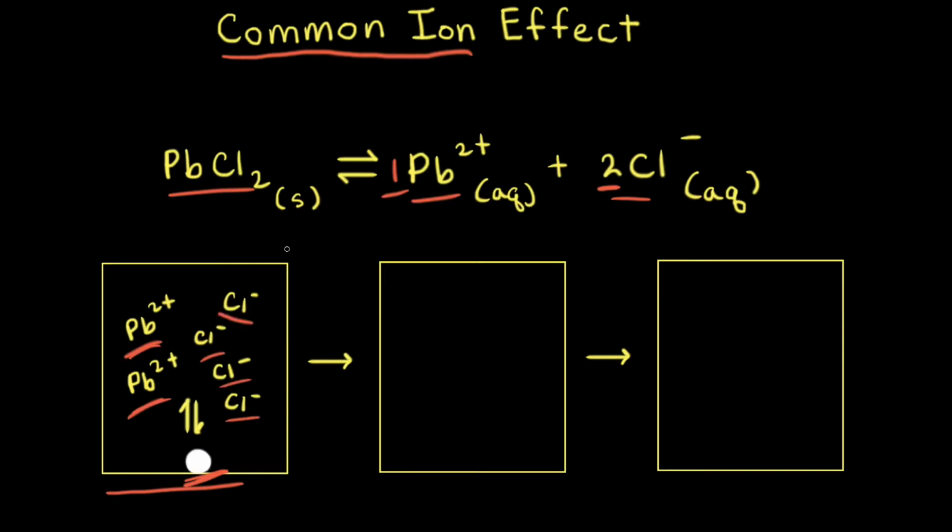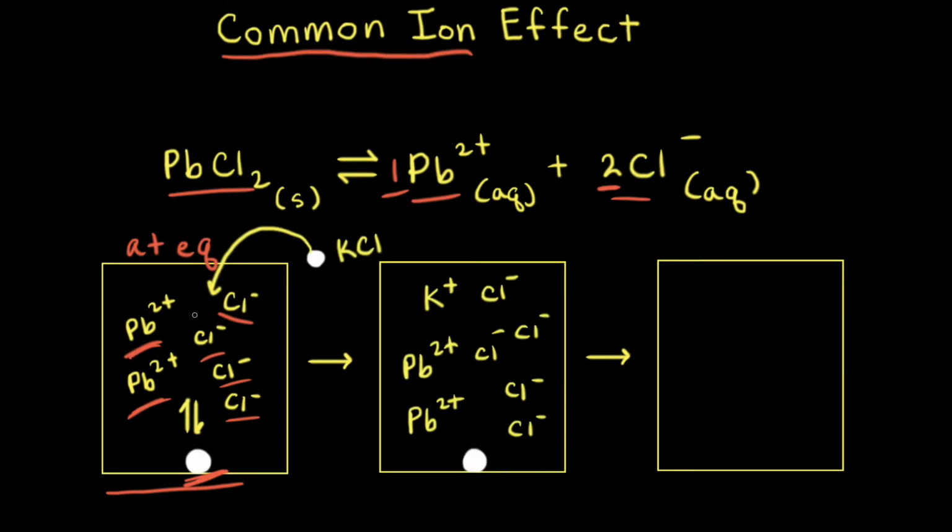At equilibrium, the rate of dissolution is equal to the rate of precipitation. Therefore, the concentration of ions in solution remains constant. So our system is at equilibrium, and let's add some solid potassium chloride. Potassium chloride is a soluble salt, so it will dissociate and turn into K+ and Cl- in solution. Adding a source of chloride anion means the system is no longer at equilibrium. So let me write in here, not at equilibrium at that moment in time.